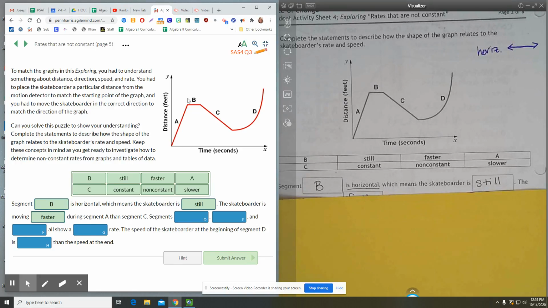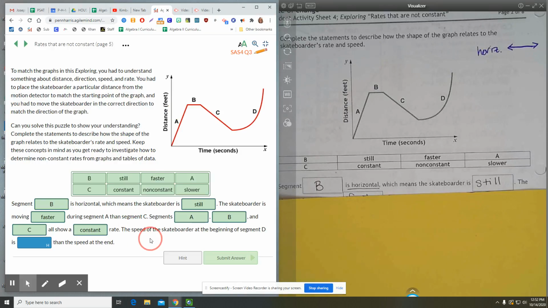Now it says segments D, E, and F all show a blank rate. Well, we know we're comparing three things, okay, that have to be the same because they're all showing it. While D looks totally different. So I'm going to call this A, B, and C are all showing what kind of rate. This one, for each foot that we go on, we're moving the same amount of time here. So we're going to call it constant. While A, B, and C are not the same rate within themselves, they are each constant.